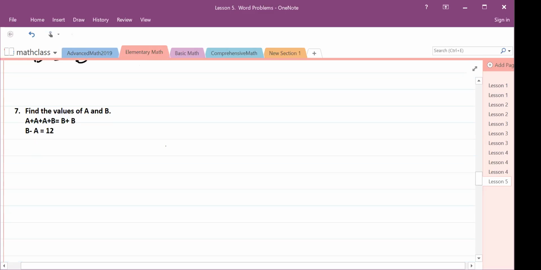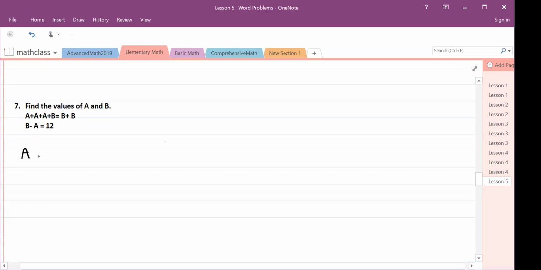Okay, this is the idea I want to do. If A plus A plus A plus B, so on the right-hand side you have two B, and on the left hand I have one B. So can I get rid of that? Yes, you still have this relationship.